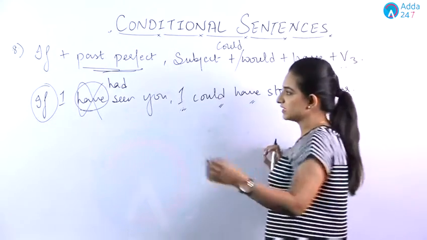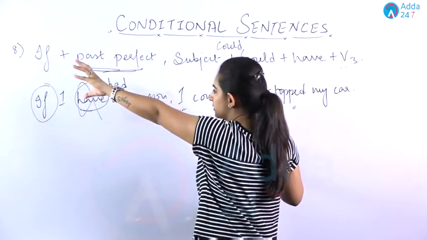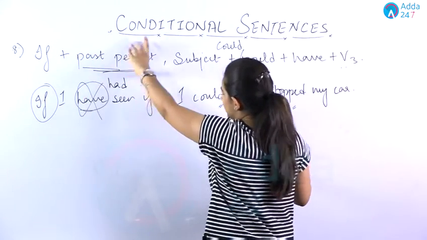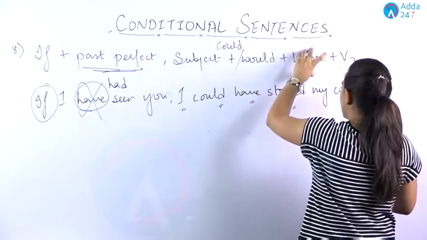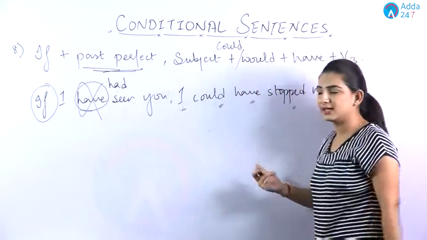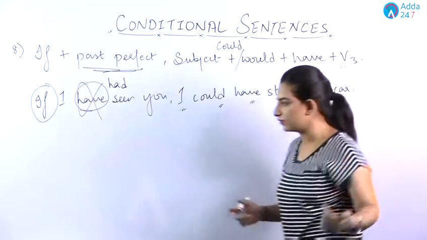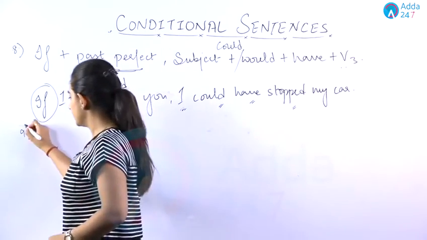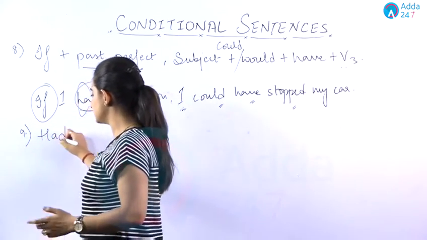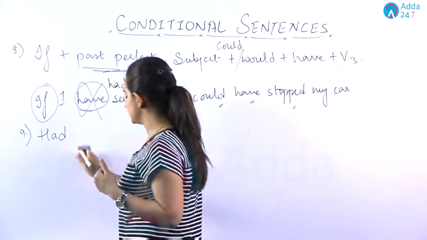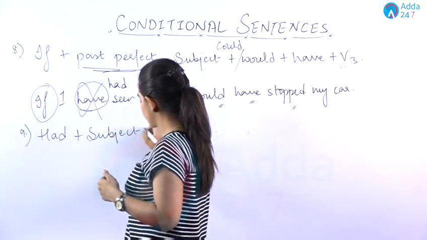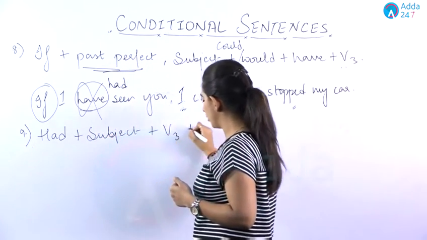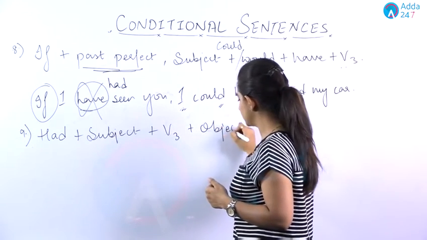Understood? So what happens is if we have if in the clause with a past perfect tense, the subject will follow would or could with have plus verb's third form. Now this sentence can be used in another way as well. How? In that condition, you start the sentence with had. You start the sentence with had. After that, you place the subject and then the verb's third form. After that, you will place an object.